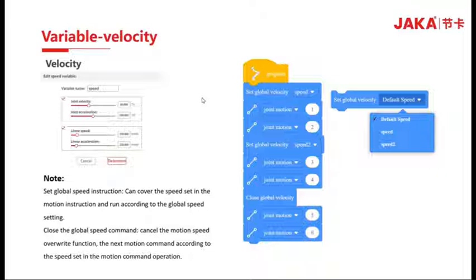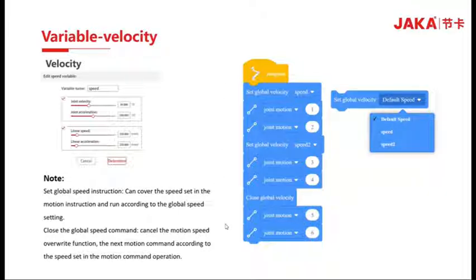The variable velocity can cover the speed set in the motion instruction and run accordingly to the global speed setting. The global velocity will overwrite the speed previously entered in the joint motion. Close the global speed command will cancel the motion speed override function. The next motion command according to the speed set in the motion command operation.